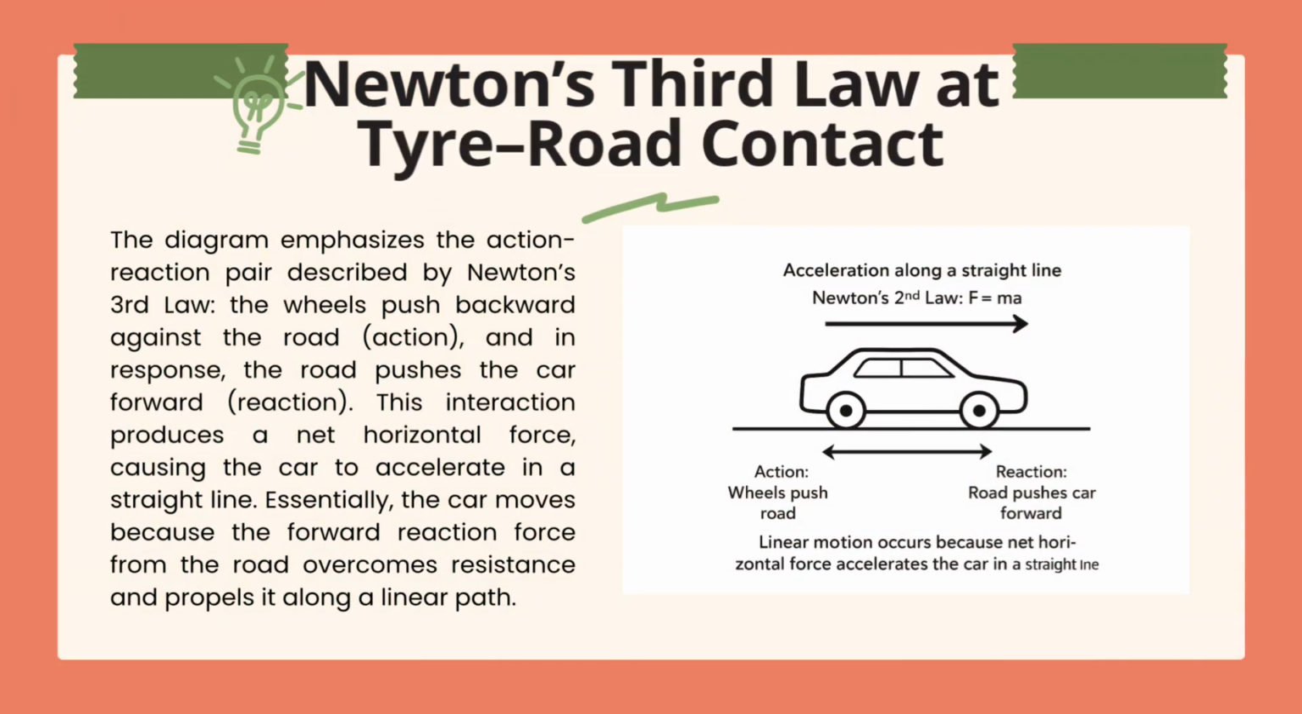Now let me explain Newton's third law at the tire and road contact. This diagram illustrates how Newton's third law explains the car's forward motion. When the car tires rotate, they push backwards against the road. That is the action force. In response, the road pushes the car forward with an equal and opposite traction force. This forward traction force is what actually drives the car ahead. As long as the reaction force is greater than the opposing forces like friction and air resistance, the car accelerates in a straight line. So essentially, the car moves forward because the tire pushes backward on the road, and the road pushes the car forward with an equal and opposite force.